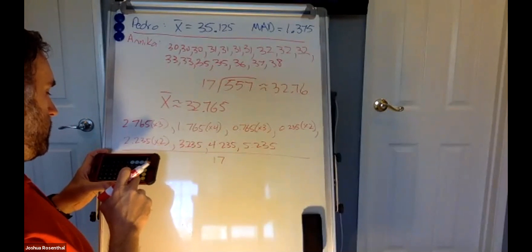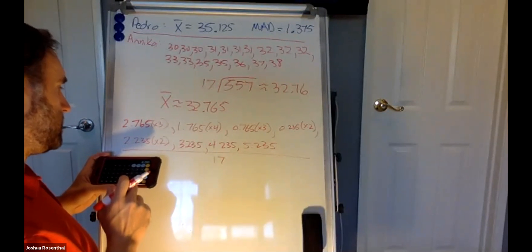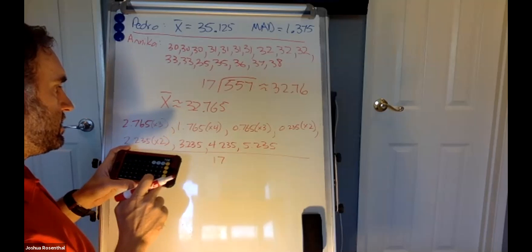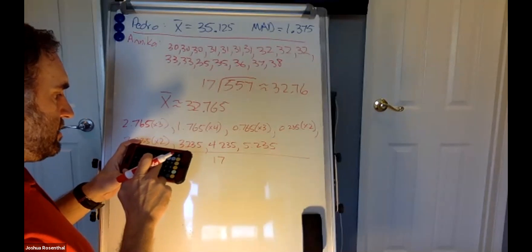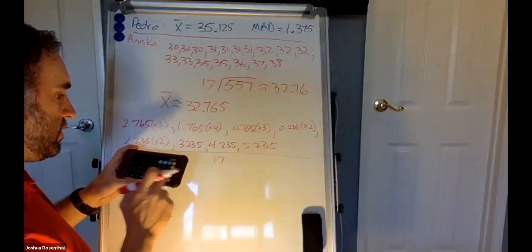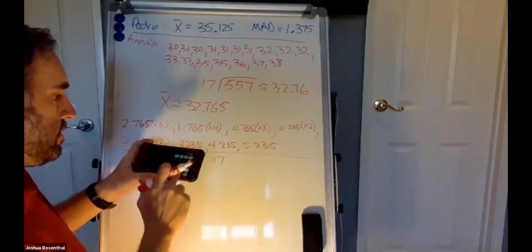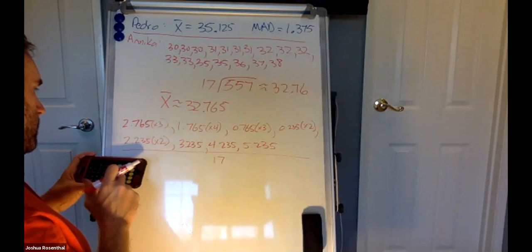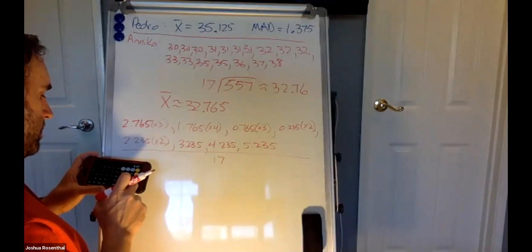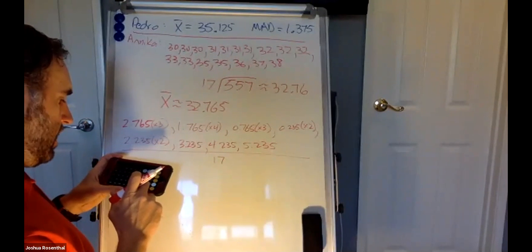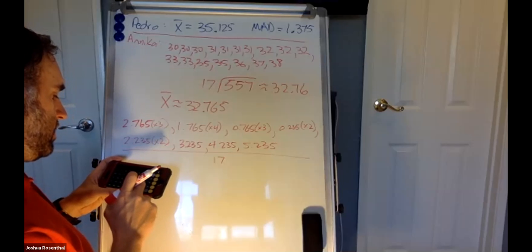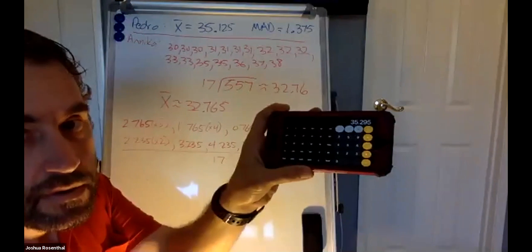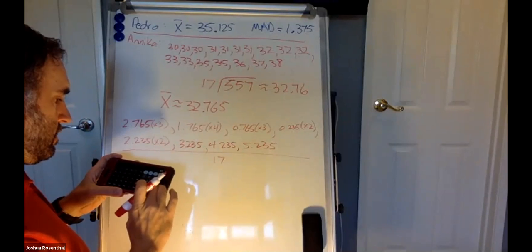Okay, so some calculator work. 2.765 times 3 plus, I'm going to do parentheses here. 1.765 times 4, close the parentheses, plus parentheses again. 0.765 times 3, close the parentheses, plus, now I'm on this one, parentheses, 0.235 times 2, close parentheses, plus, parentheses, 2.235 times 2, close parentheses, plus, and then I'll just add these each, 3.235 plus 4.235 plus 5.235 and I got 35.295. And then I'm going to divide that by 17. And now I have my MAD.